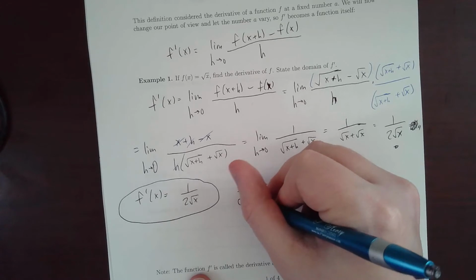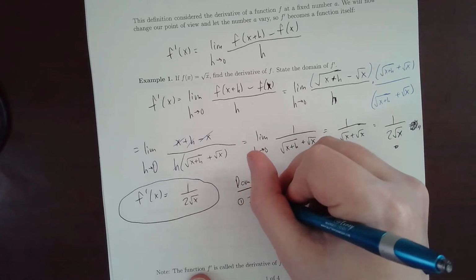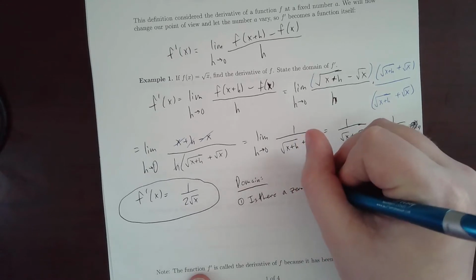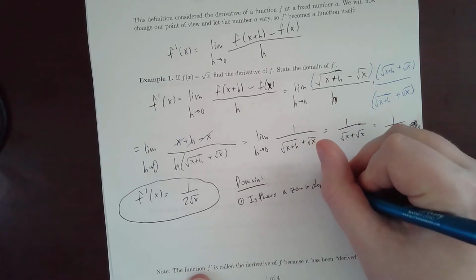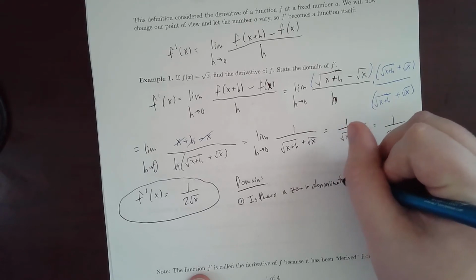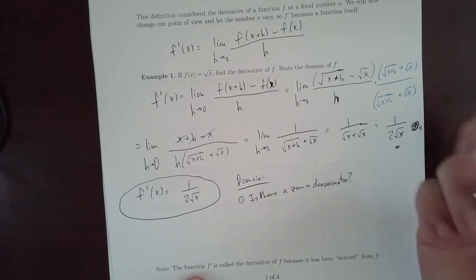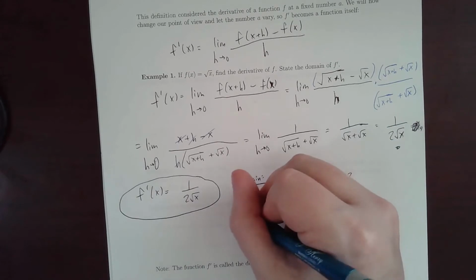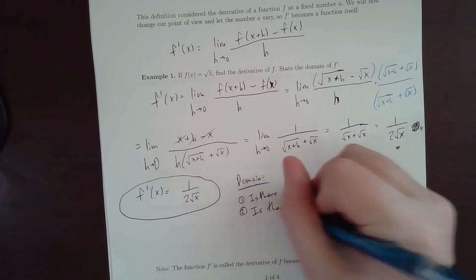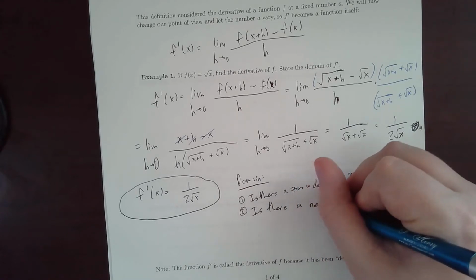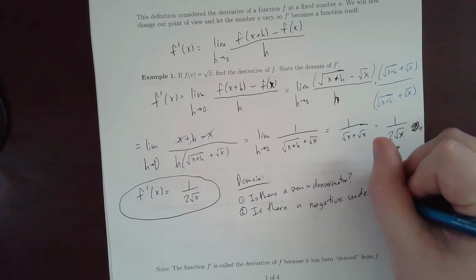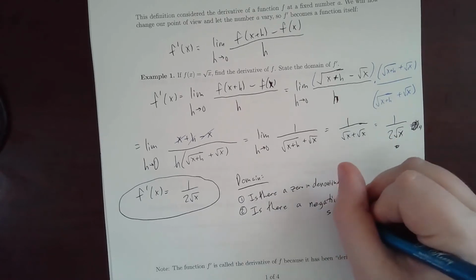Question 1, is there a 0 in the denominator? If so, we cannot have that. And 2, is there a negative under a square root?